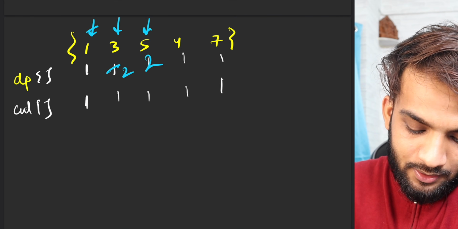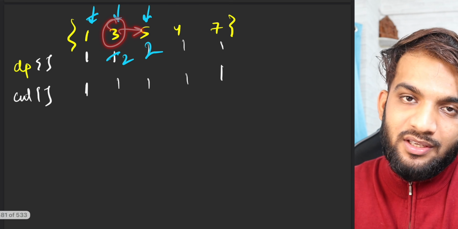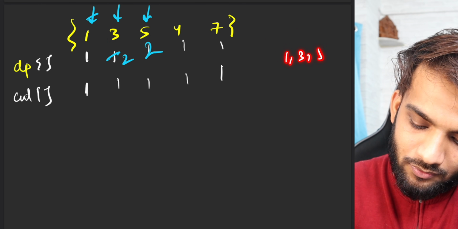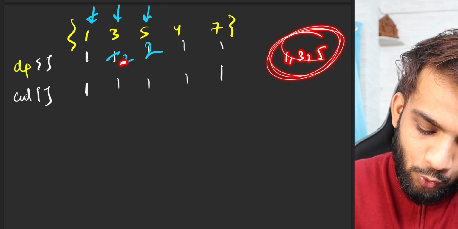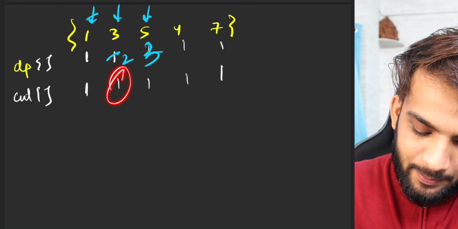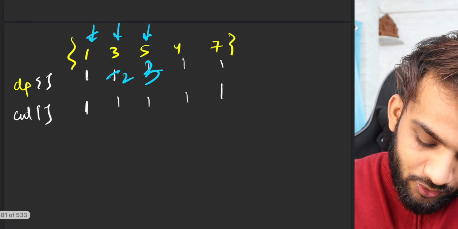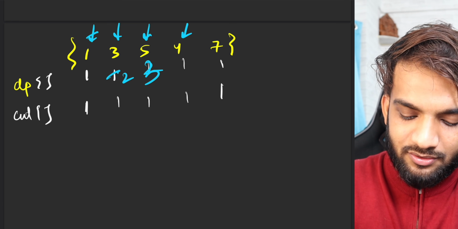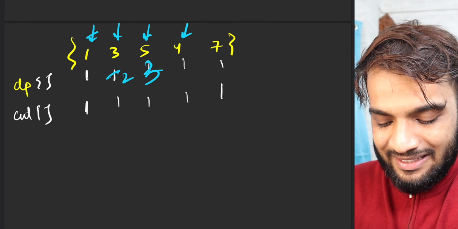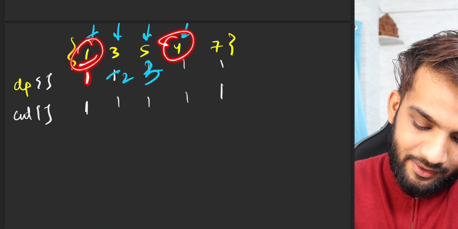Perfect. Now, this 3, can it be a part of 5? Yes. So the length will be 2 plus 1 equal to 3. And this 1 will be replicated because there is only 1, 3, 5. Next, you go here. That's 4. Can this 1 be a part of 4? Yes. So this 1 replicates it to 2.